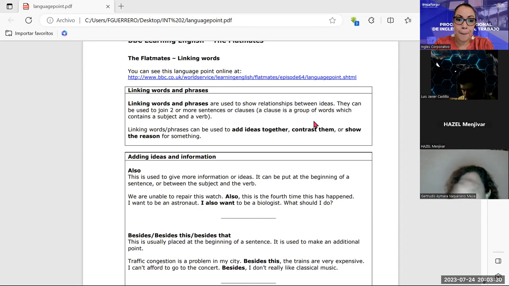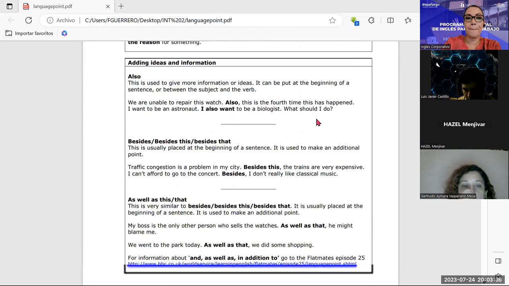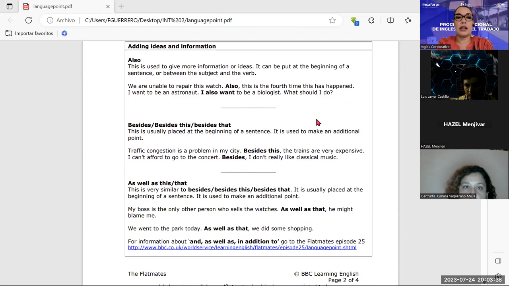It will depend. Adding ideas and information. For example, we have also. Also is used to give more information or ideas. It can be put at the beginning of the sentence or between the subject and the verb. Let's see the two examples that we have there. A volunteer to read the examples using also.